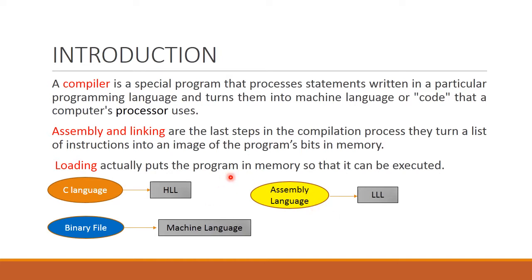But remember one thing, your computer will know only zeros and ones. That means it can understand only zeros and ones. That language is called machine language. So finally, we have to convert our high-level language into machine language. These processes are called compilation, assembly, and linking and loading. Using this process, we can convert a high-level language into machine language and we can load it into the IC.